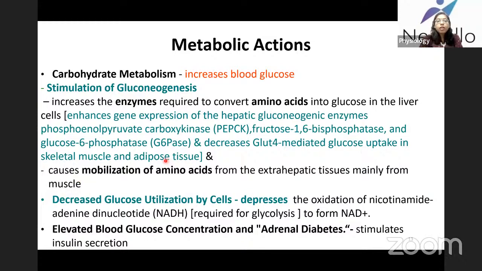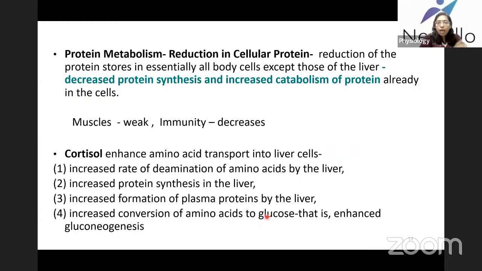Now, since it is causing production of glucose from amino acids, you need to mobilize the amino acids. So it also increases the mobilization of amino acids from the extrahepatic tissue, mainly from the muscles. It also decreases glucose utilization by the cell by depressing the oxidation of NADH, that is nicotinamide adenine dinucleotide, which is required for glycolysis to form NAD+. This elevated blood glucose level is called adrenal diabetes, and because there is an increase in the blood glucose level, it will stimulate an increase in the production of insulin. So that is about the carbohydrate metabolism.